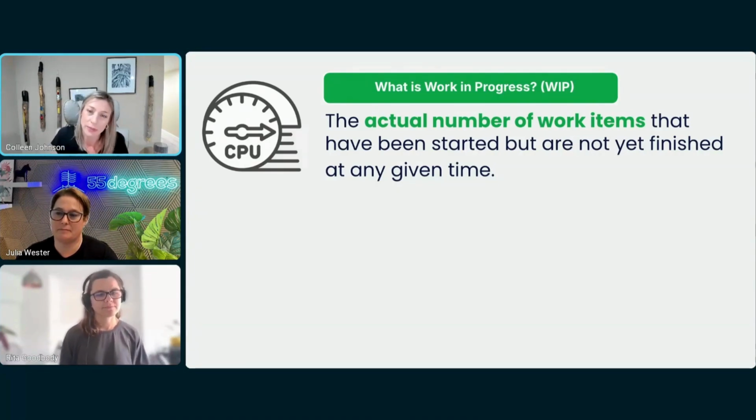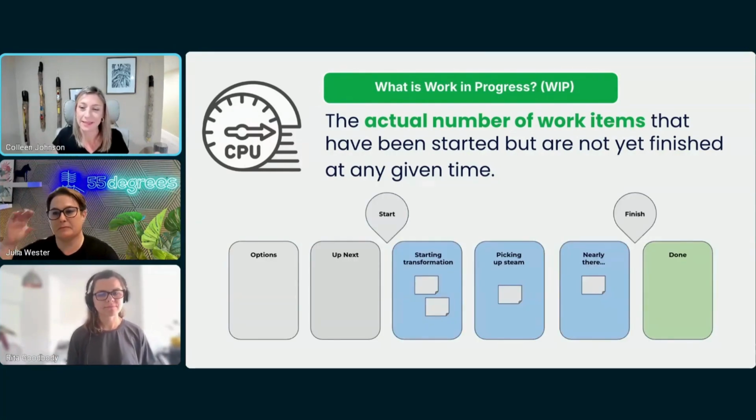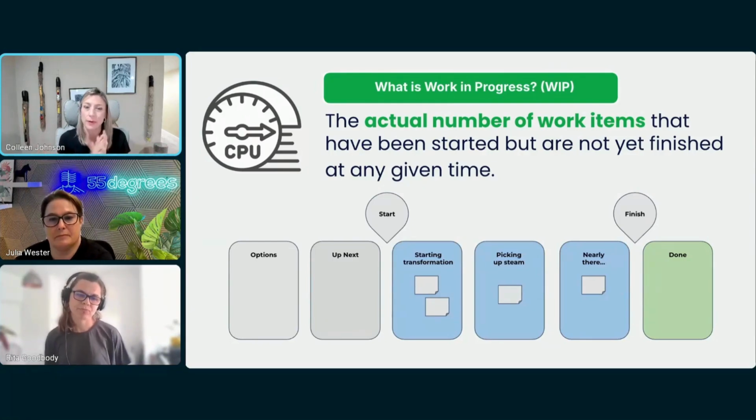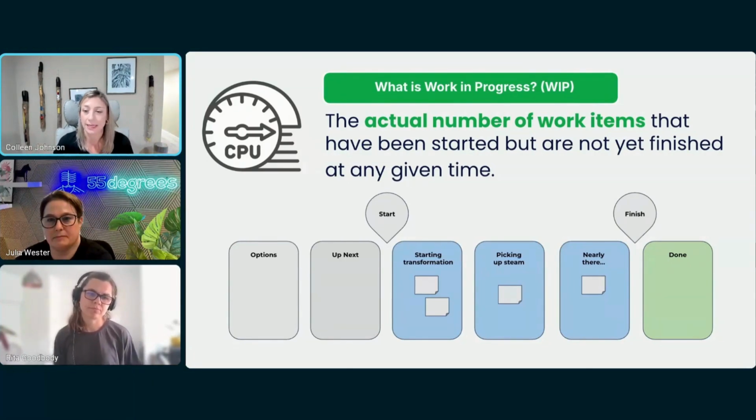And we say the actual number of work items because you may see that this varies slightly from day to day. So if we're looking at this board and we can see our start point and our finish point here, right now between the start and finish point, we have 4 items that are actively in progress. So our WIP today would be 4. But if that one that's in the nearly there column moves into done tomorrow, our WIP tomorrow would be 3, unless we pull something new in past that starting column.